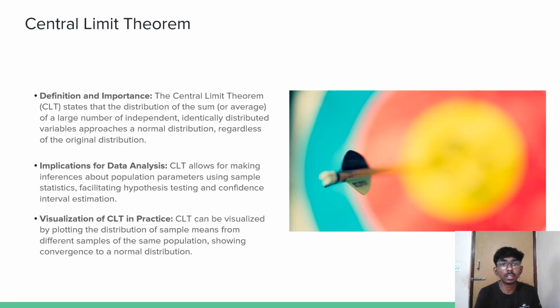Central limit theorem. The central limit theorem states the distribution of the sum of a large number of independent, identically distributed variables approaches a normal distribution regardless of the original distribution. And implications for data analysis: CLT allows for making inferences about population parameters using simple statistics. Visualization of CLT in practice. CLT can be visualized by plotting the distribution of sample means from different samples of the same population, showing convergence to a normal distribution.